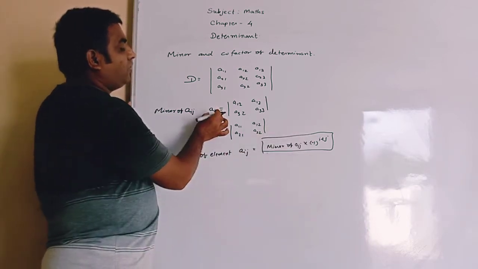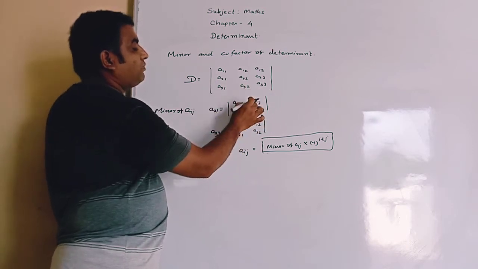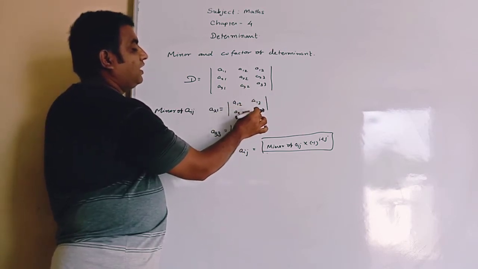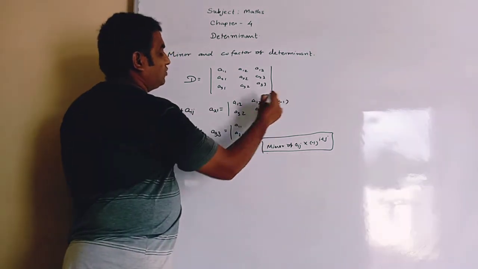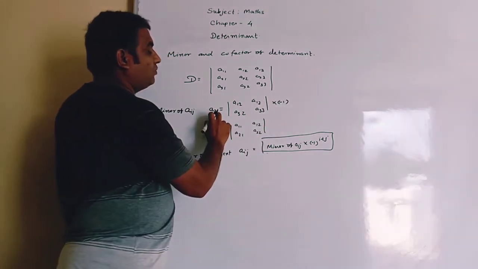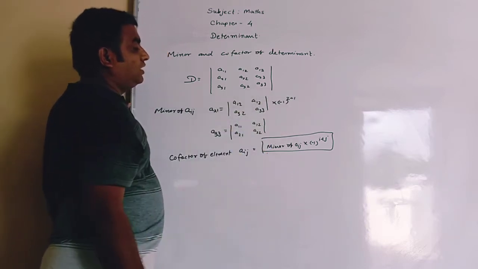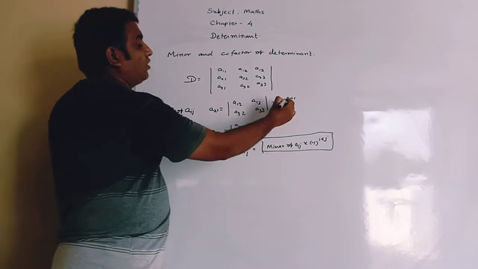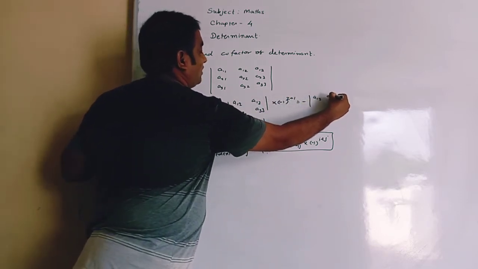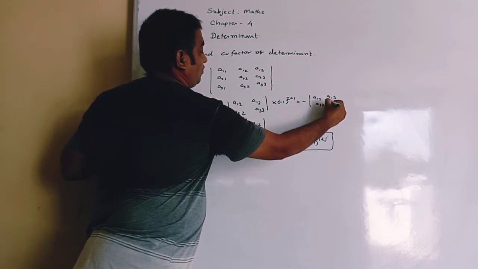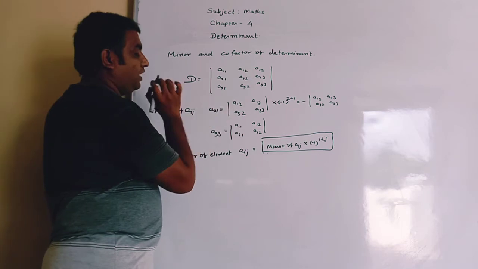So if we want the cofactor of a21, we already have the minor a12, a13, a32, a33, which we multiply by minus 1 raised to 2 plus 1. So it will be minus the determinant a12, a13, a32, a33, and that is the cofactor of a21.